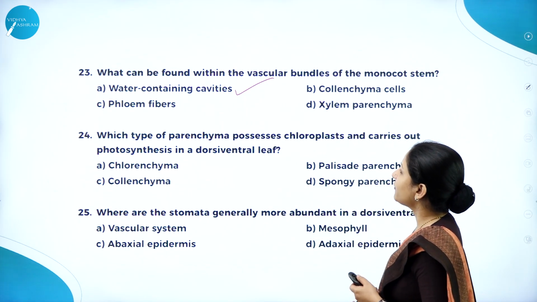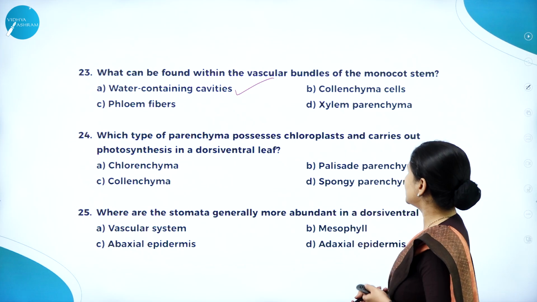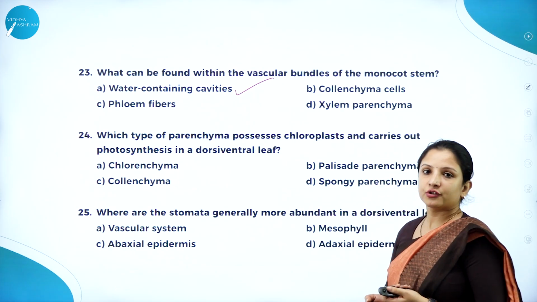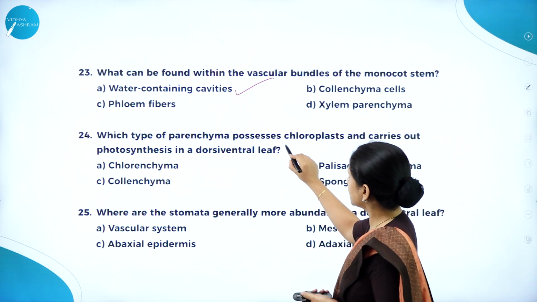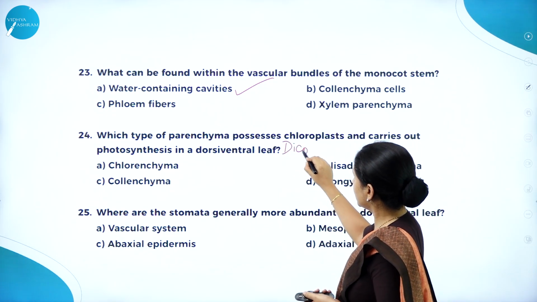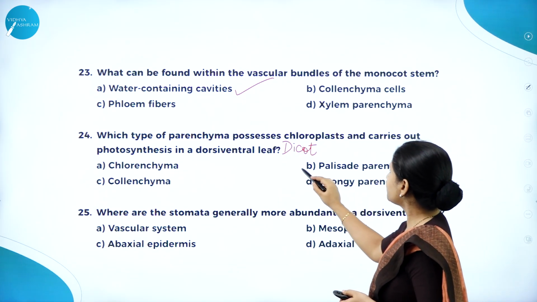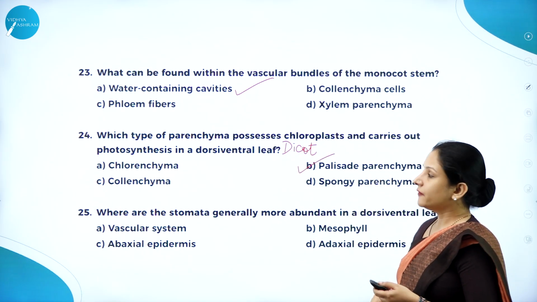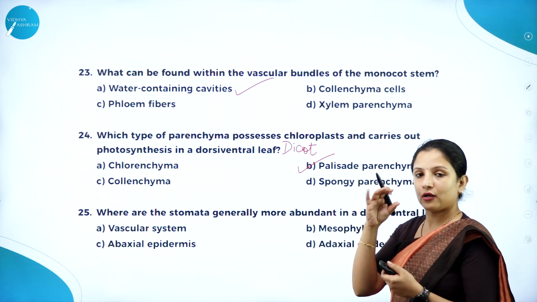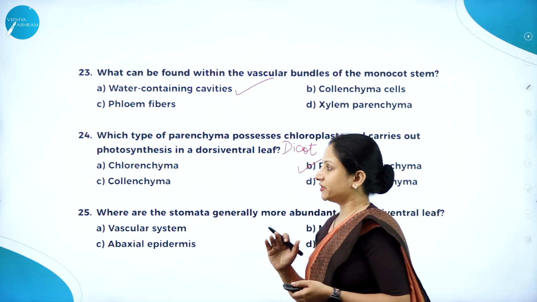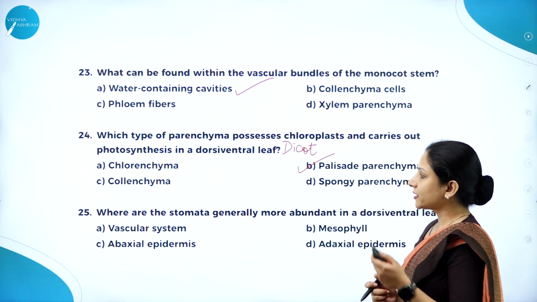Next question. Which type of parenchyma possesses chloroplast and carries out photosynthesis in a dorsiventral leaf? Dorsiventral leaf means it is a dicot leaf. Isobilateral leaf means it is a monocot leaf. It is palisade parenchyma, which are long elongated cells present just below the epidermis. It is palisade parenchyma.